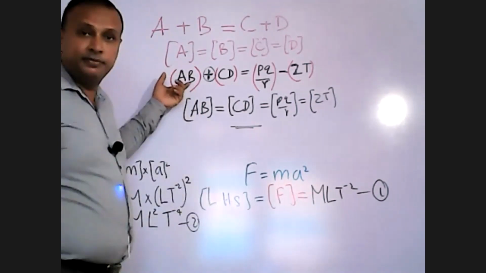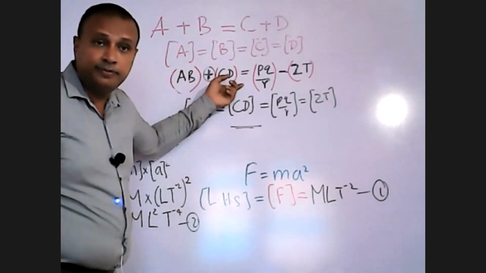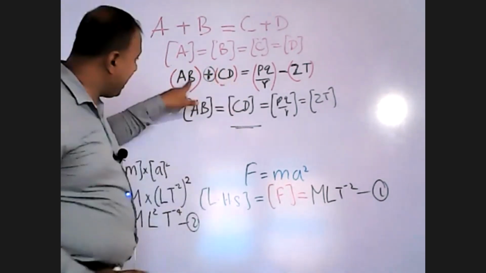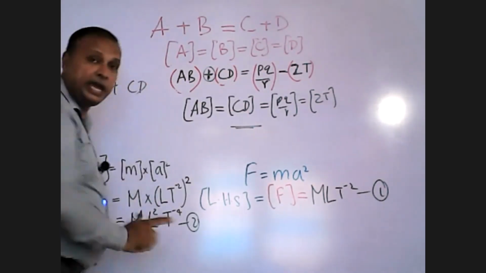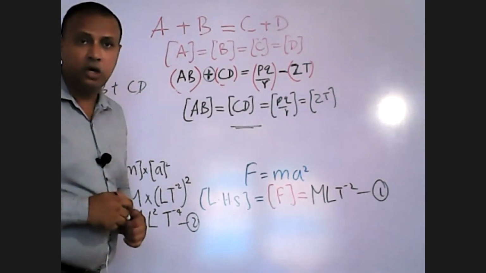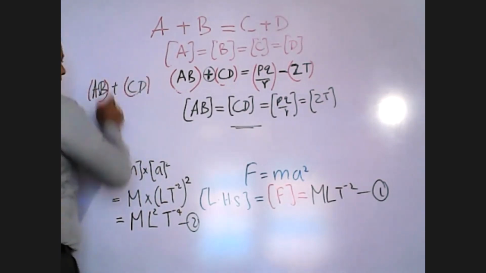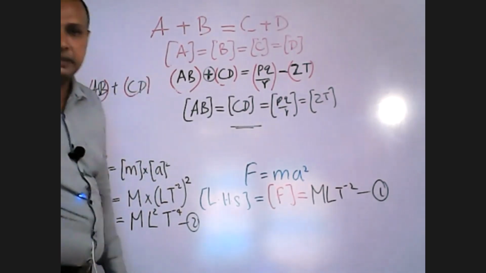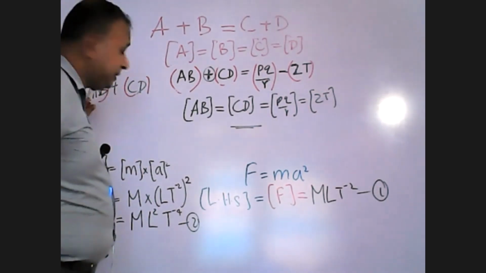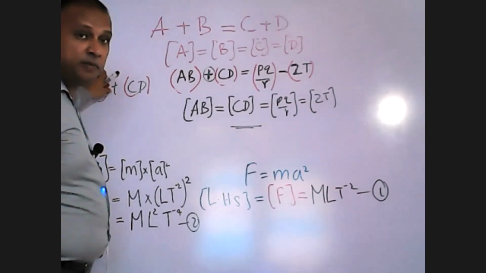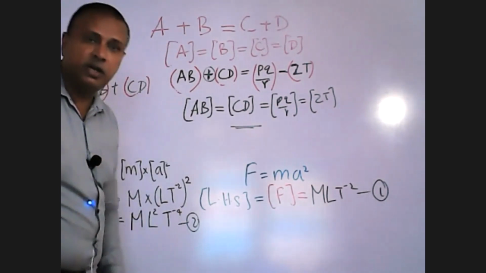In this case, AB is added to CD. AB is the physical quantity which is added to CD. So those are the two physical quantities connecting through a plus sign. So the dimension of AB, meaning the physical quantity represented by AB, should be the same as the physical quantity represented by CD.